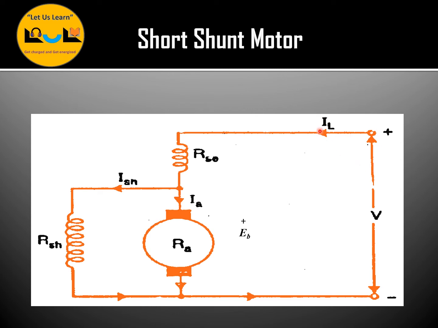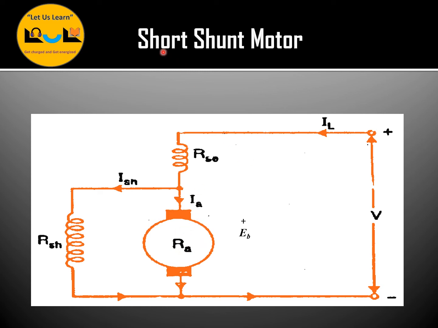So this is the input, IL is the line current, and RSE is the resistance in the series field winding. Here IL is equal to ISE. While coming to this junction, it divides into two currents, ISH and IA. ISH is the shunt field current and RSH is the shunt field resistance. IA is the armature current, RA is the armature resistance.